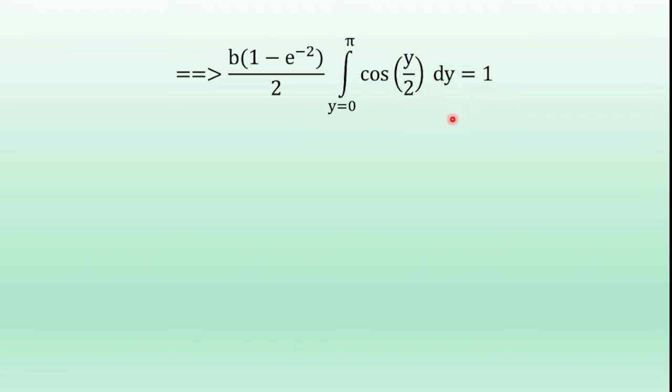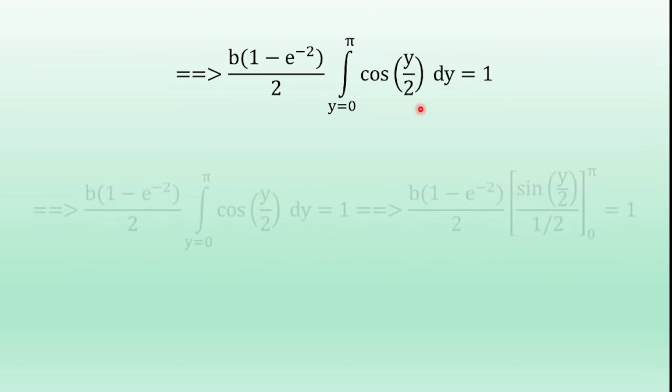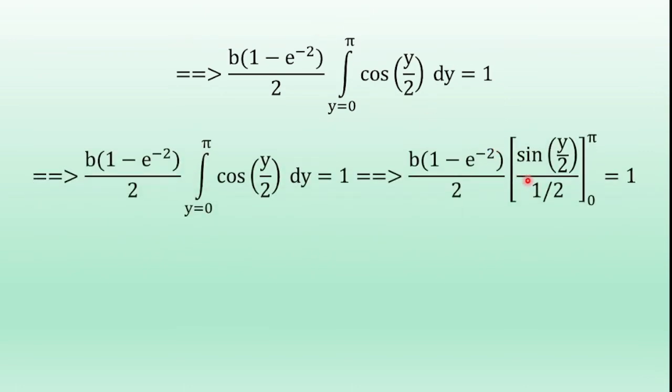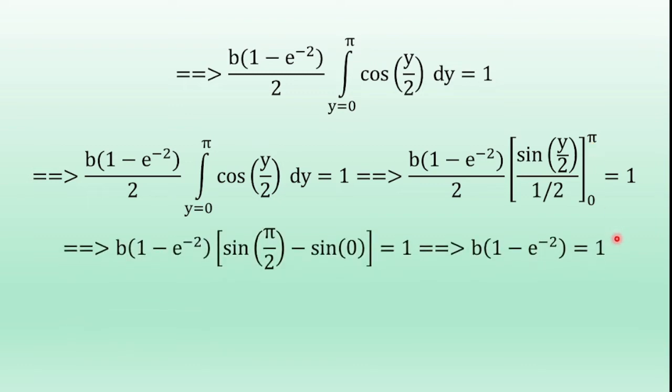is equal to 1. So now integrating cos y by 2, integral cos y by 2 dy is sin y by 2 by 1 by 2 over 0 to pi. So now substitute upper value of y and lower value of y, we get b into 1 minus e power minus 2. Now here 1 by 2 cancels.